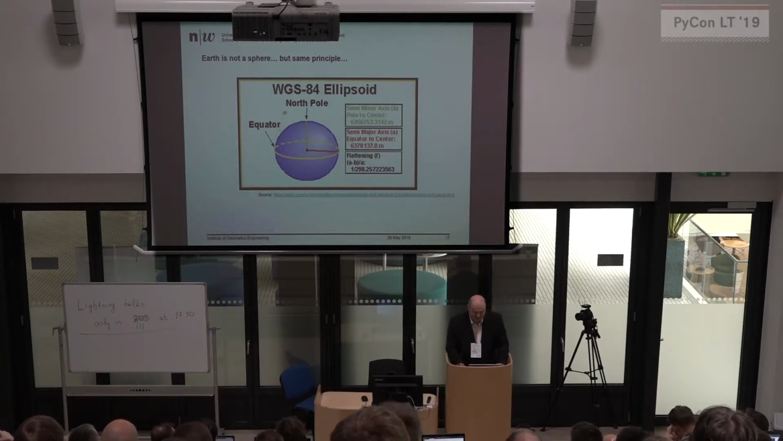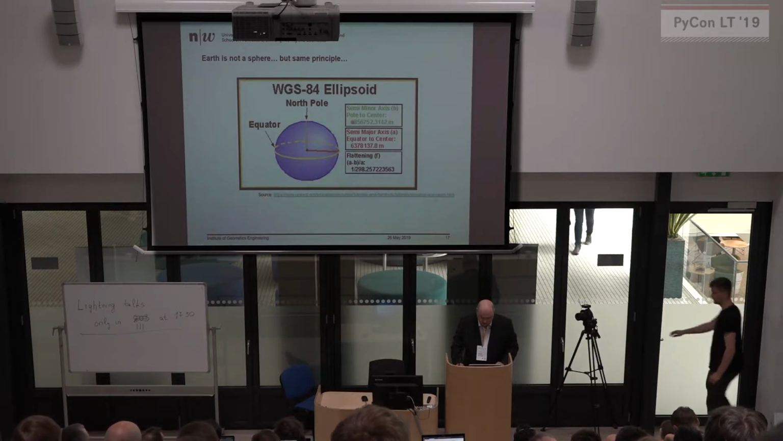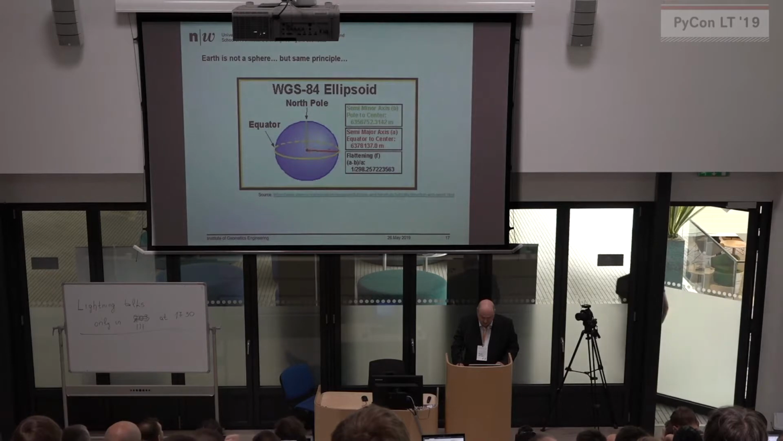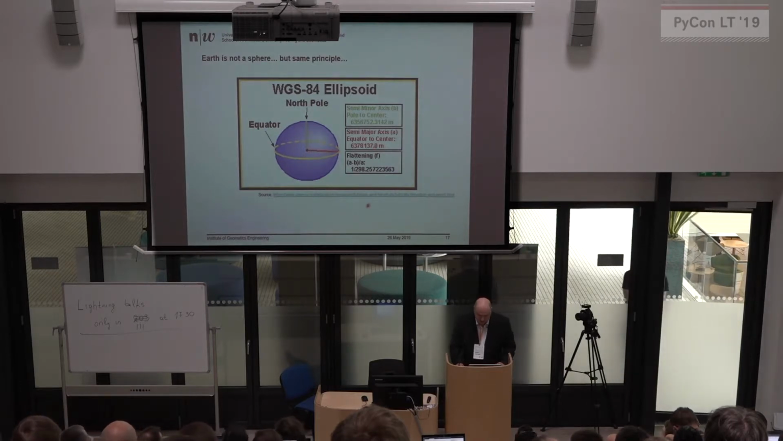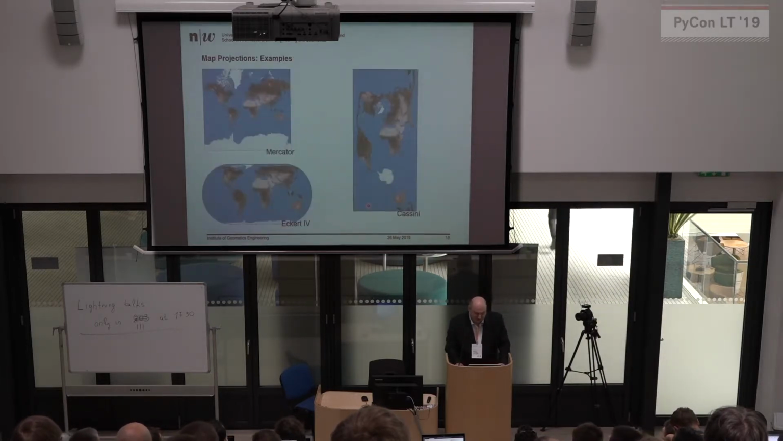So we approximate using an ellipsoid, and this ellipsoid was defined in 1984. So it's called WGS84, the World Geodetic System 1984, and the semi-minor axis from the pole to the center is this long, and the other semi-axis is this long. So we can even calculate the flattening and many other things. I'm not going into details with these geodetic systems.